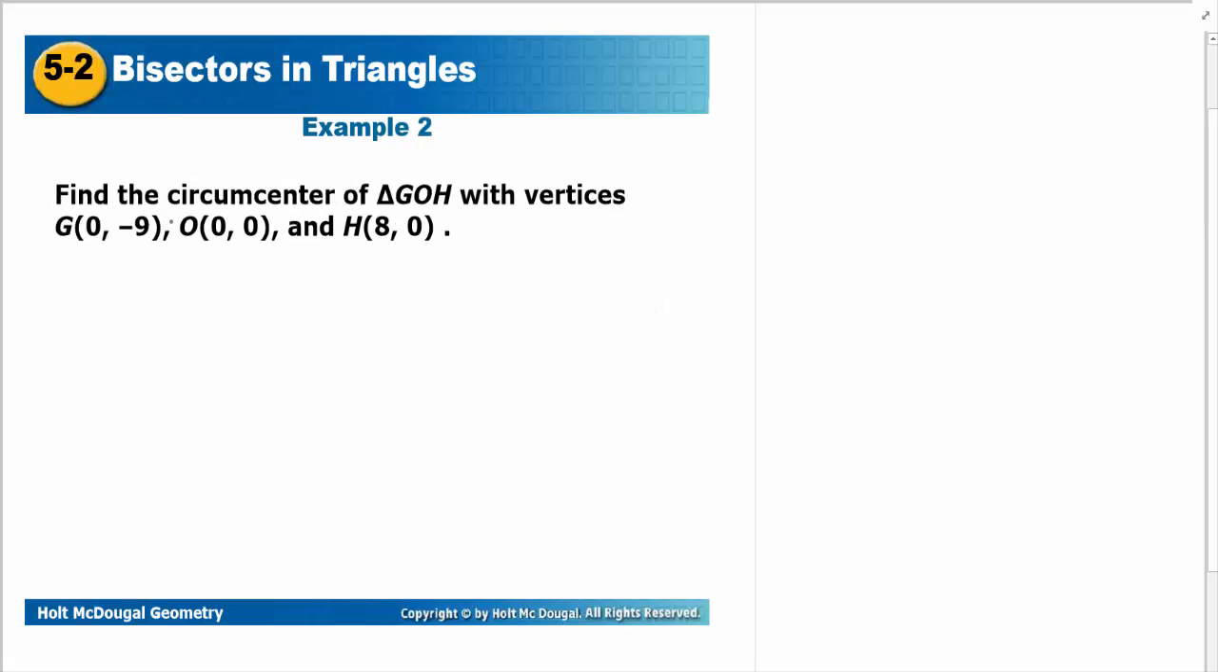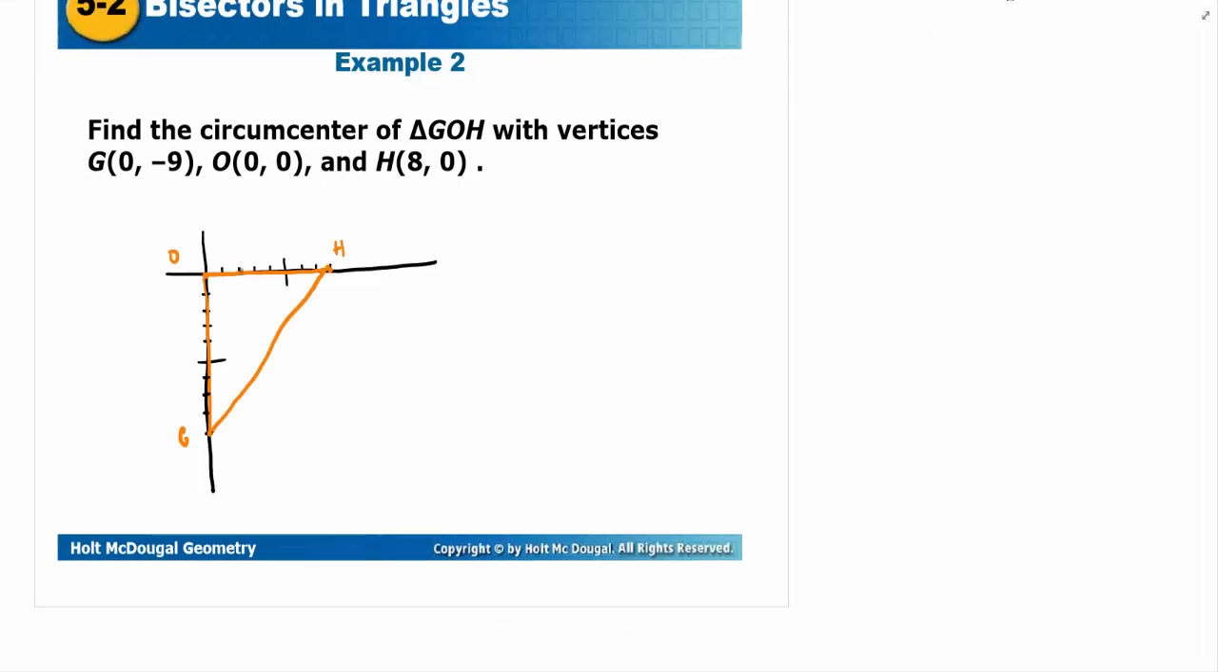All right, moving on. So here, now we have to find the circumcenter of triangle GOH with these vertices. Now, you should know the drill by now. If they're describing a figure, especially if it's on the XY plane, we need to draw it. So I'm going to pause the video real quick and draw this, and then we should easily be able to tell what we need to do in this problem. Should be pretty clear. Alright, so here's our triangle. Looks like, yeah, if you draw it, you should notice we have a right triangle.